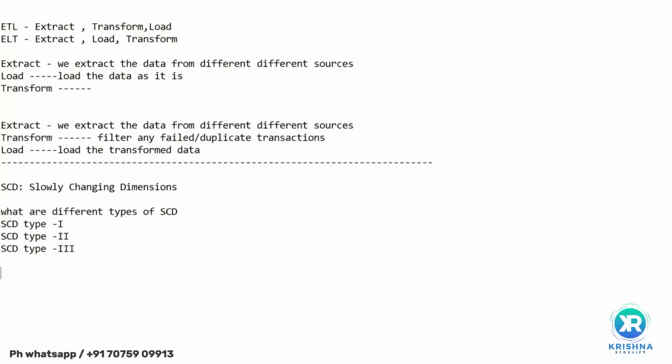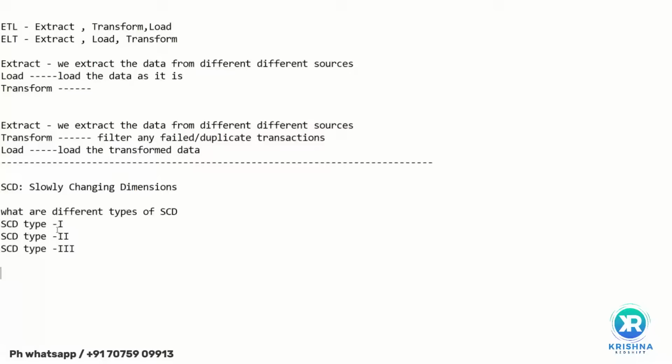For example, you take employee data. His address may be somewhere today. After joining, he may change his address, so the pin code will change, the address will change. Or his designation can also change, because after maybe 1 year he got a promotion and his designation changed. That means dimensions will change over time. That's why they are called slowly changing dimensions. And there are different types of slowly changing dimensions: SCD type 1, SCD type 2, SCD type 3.